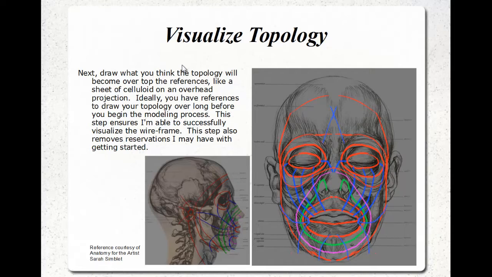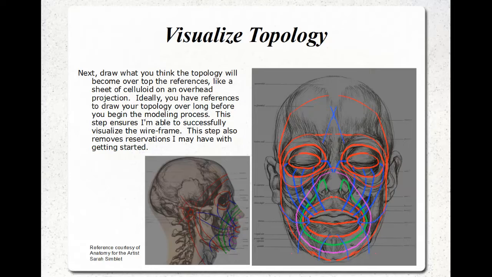So draw what you think the topology will become over top the references, like a sheet of celluloid on an overhead projection. Ideally, you have references to draw your topology over long before you begin the modeling process. This step ensures, for me, I am able to successfully visualize the wireframe. This step also removes reservations I may have with getting started. And I can't tell you how much this really removes any sense of fear that I might have in getting started or of the unknown.